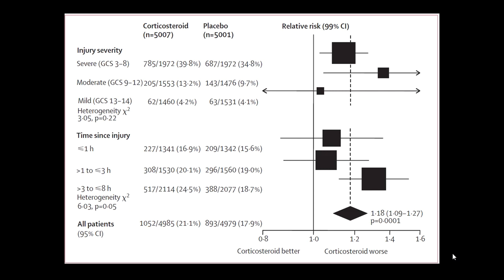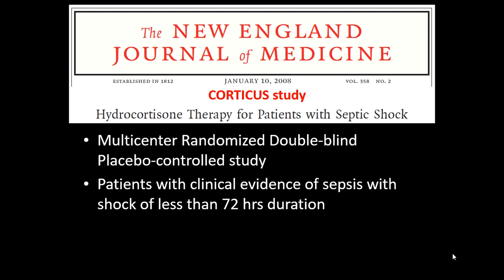What they found was that corticosteroids harmed these patients. They did not help these patients. Corticosteroids were causing more harm whether you looked at severity of injury, severe, moderate, or mild, or the time since the injury happened. And in overall patients, the entire diamond is falling towards the corticosteroid worse side. The corticosteroids were not helpful in patients with traumatic brain injury.